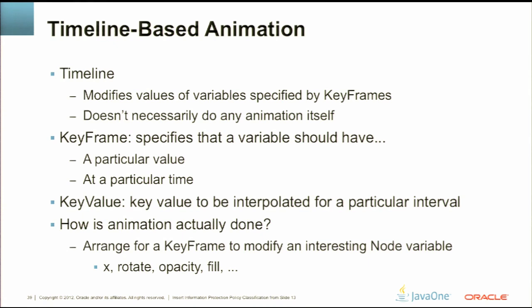So essentially, you've got three different things that you're concerned with in terms of animations. There's your timeline, which is the thing that's going to actually do the variation on the properties. You've got your key frames, which are the specific points in time where you want things to be true.